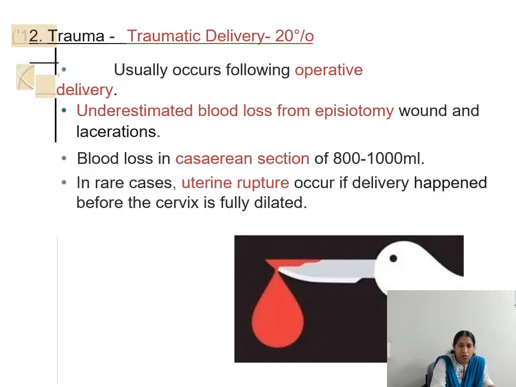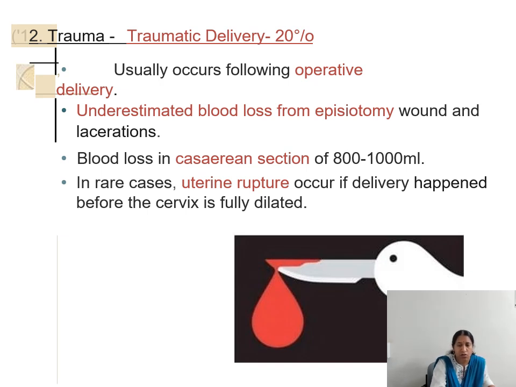All this will cause atonic uterus. Next is traumatic causes. Mainly any traumatic delivery, 20% is the causative factor, usually following any operative delivery, or underestimated blood loss from episiotomy, wound and lacerations, and blood loss in cesarean section around 800 to 1000 ml. And in rare cases, uterine rupture occurs if delivery has happened before the cervix is fully dilated.